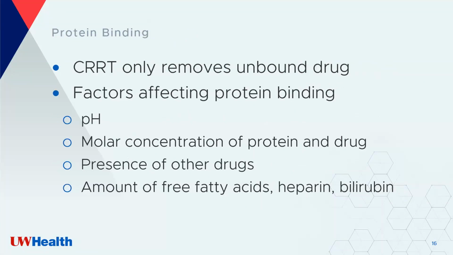CRRT does also only remove unbound drug. So in our patients that do have altered protein binding, then the drug clearance will also be affected. Factors that affect protein binding in addition to patients with an AKI that may have a low albumin include pH, the molar concentration of the protein and drug, the presence of other drugs that may displace the protein binding, and also the amount of free fatty acids, heparin, and bilirubin.